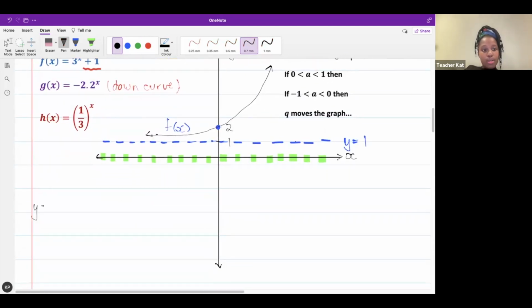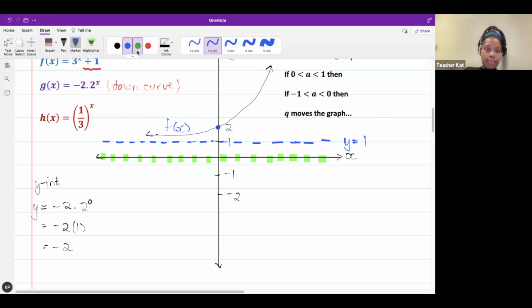So I have y is equal to negative 2 times 2 to the power of 0, okay? This is just negative 2 times what? Because 2 to the power of 0 is equal to 1, so it crosses at negative 2. So I have negative 1 over here, negative 2 over there, and that is indeed my y-intercept.